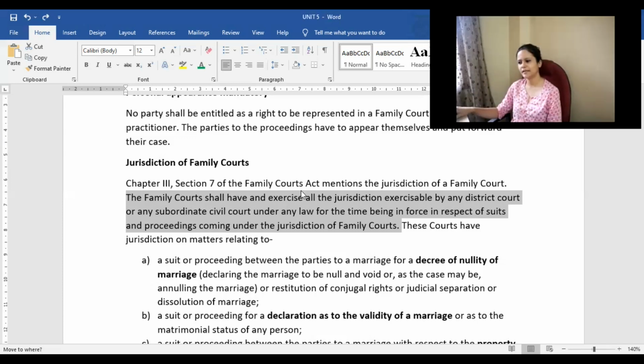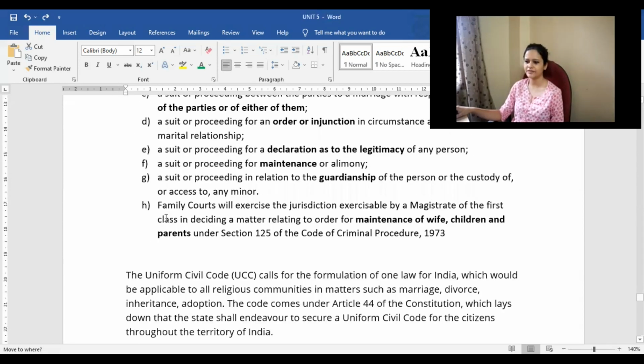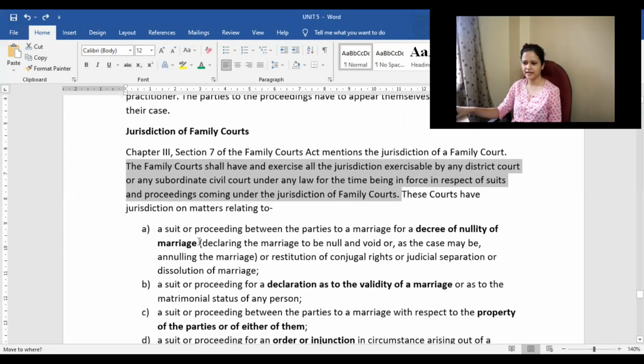So with respect to all those matters, family courts will have the power or authority to take a decision. So what are these jurisdictions? Basically, there are these different jurisdictions that we have. The first one is a suit or proceeding between parties to a marriage for a decree of nullity of marriage.